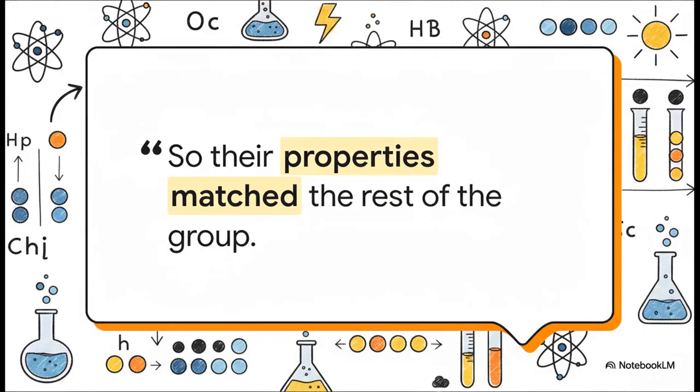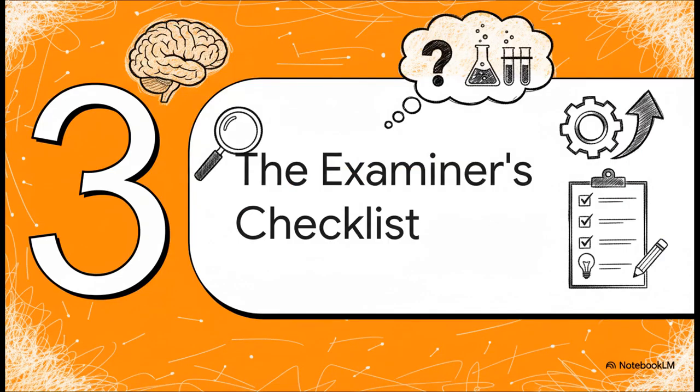And the answer is this simple. So their properties matched the rest of the group. That's it. That was his golden rule. He trusted the chemical properties, how an element behaved, more than he trusted the atomic weight. If a swap made the group's properties line up, he did it. Pure genius. So that's the whole 8-mark question broken down.